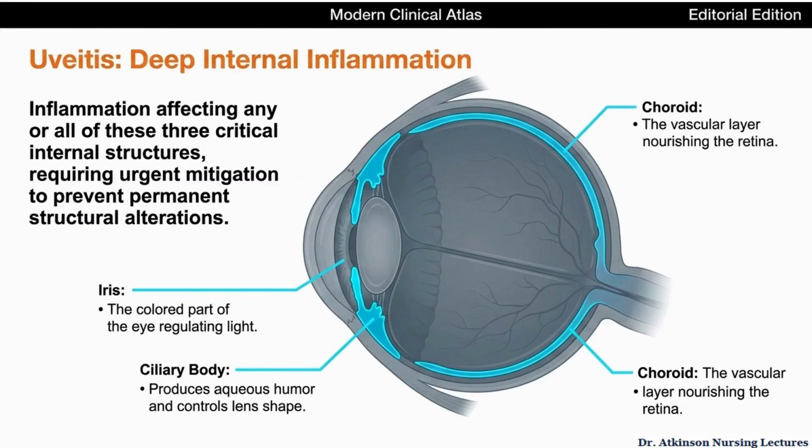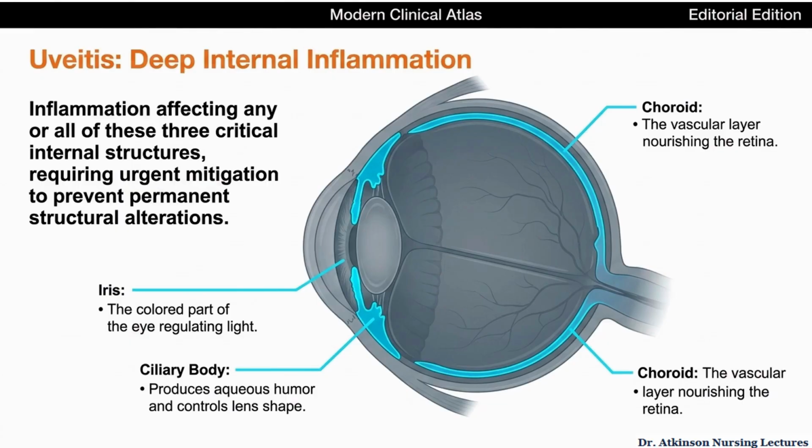Uveitis is inflammation of the uveal tract, the iris, ciliary body, and choroid. These are three critical internal structures, and inflammation here requires urgent mitigation to prevent permanent structural damage. Let's orient to the anatomy. The iris controls pupil size and is the colored part of the eye. The ciliary body produces aqueous humor and controls lens shape. The choroid is the vascular layer nourishing the outer retina.